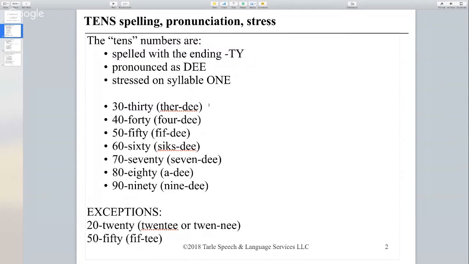Okay, awesome. How did you do? Did you remember to stress syllable 1? And did you remember to say D at the end? Okay, I'm going to show you my face one more time, and then we'll do the exceptions.